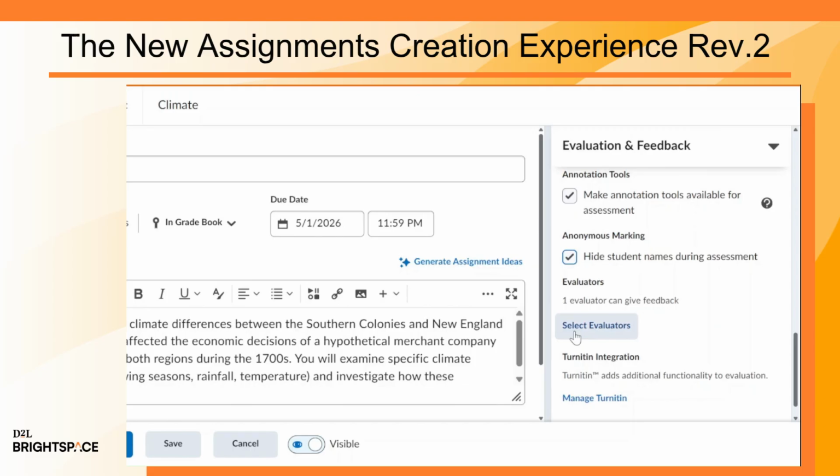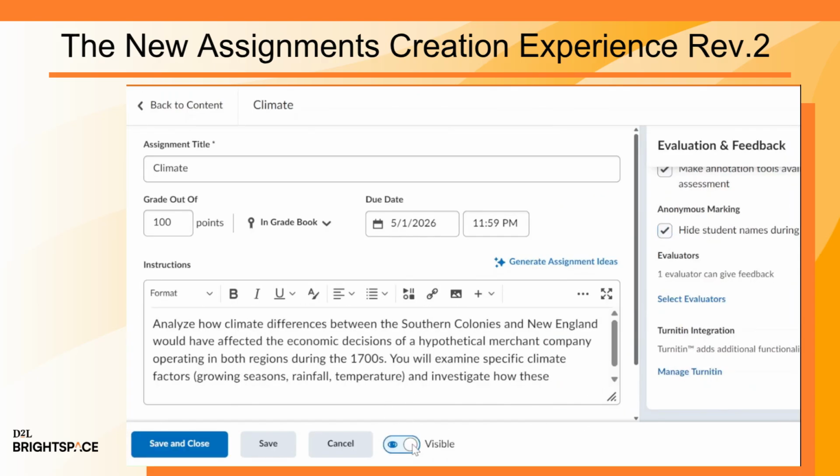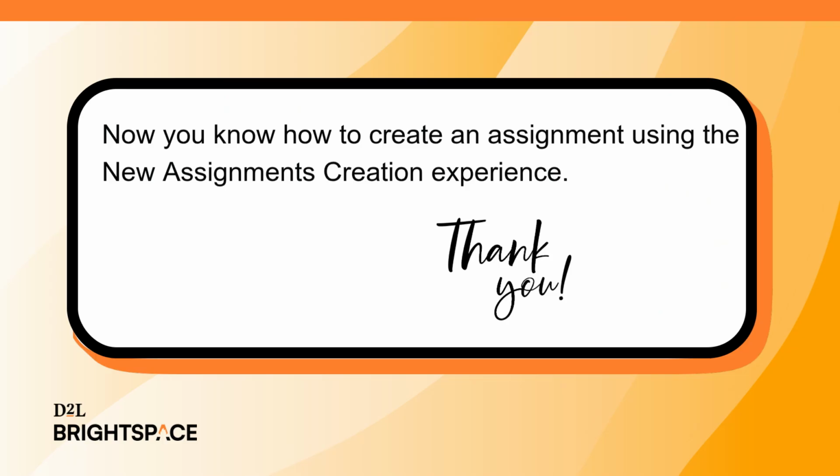When enabled, an external learning tool section also appears in the Evaluation and Feedback menu, allowing you to configure its settings. Toggle the visibility for your assignment from hidden to visible if desired, and click Save and Close. Now you know how to create an assignment using the new assignments creation experience.